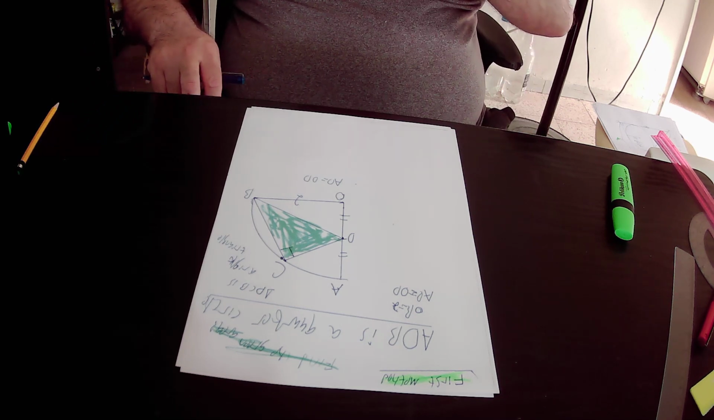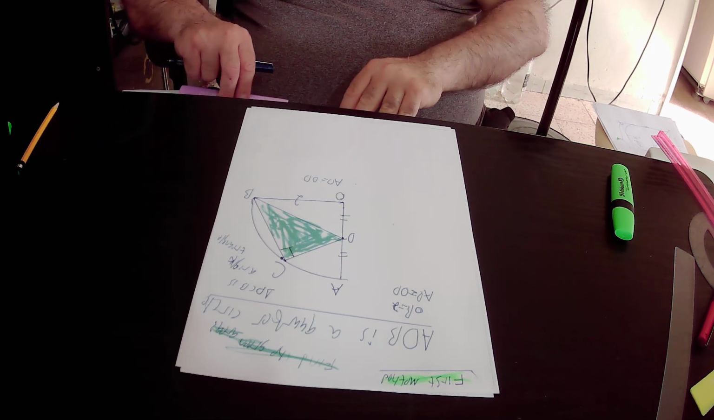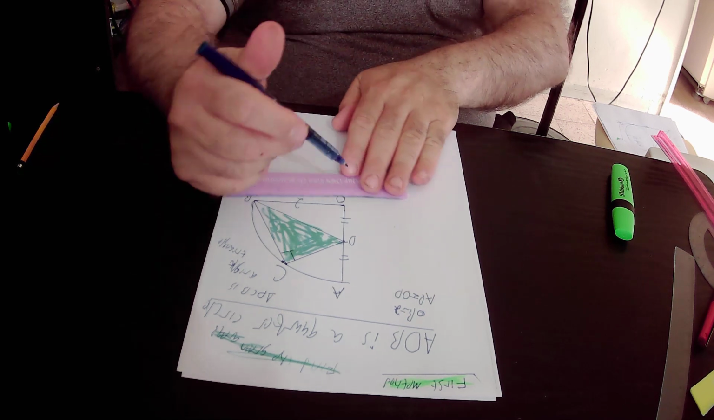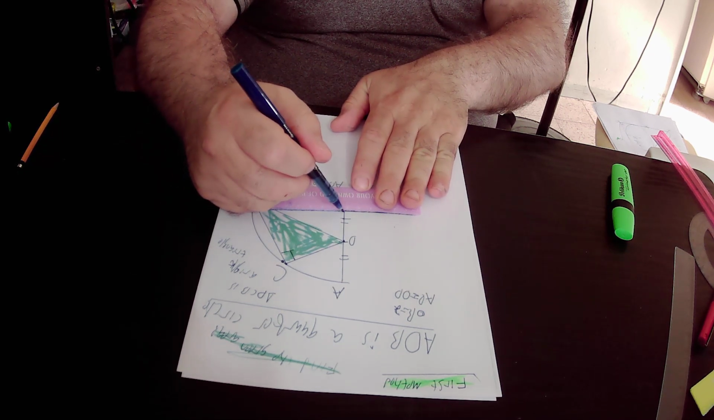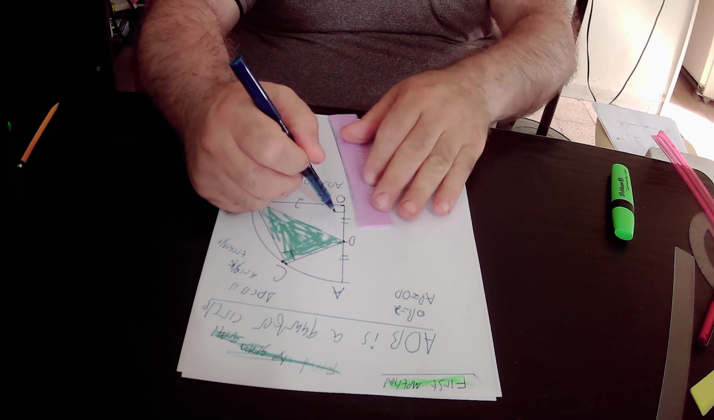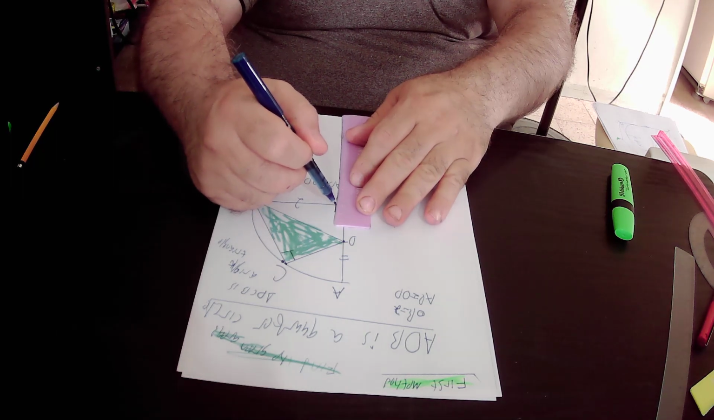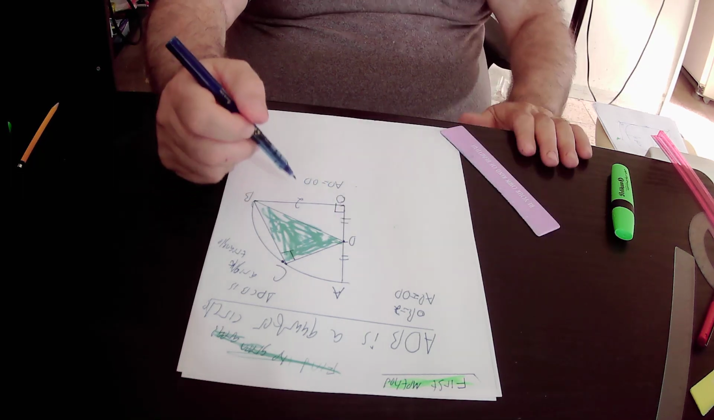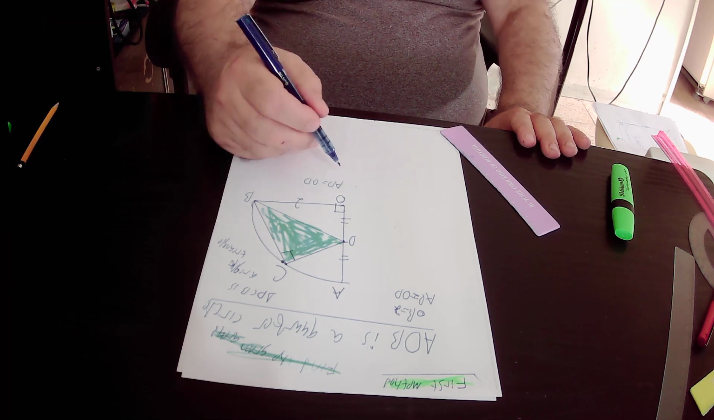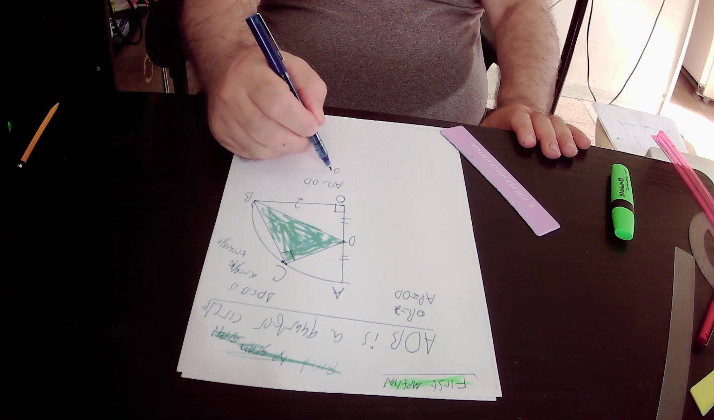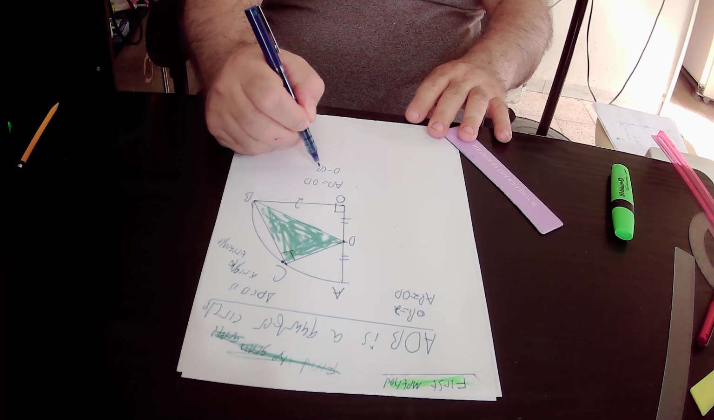AOB is a quarter circle, therefore this angle is a right angle, it is equal to 90 degrees. It is true in any quarter circle. And point O is the center of the quarter circle. Okay?